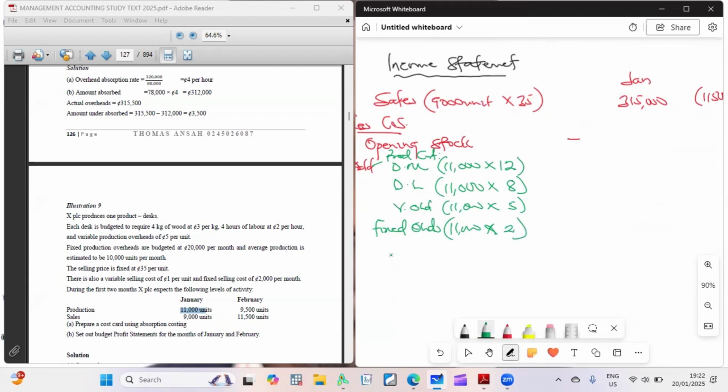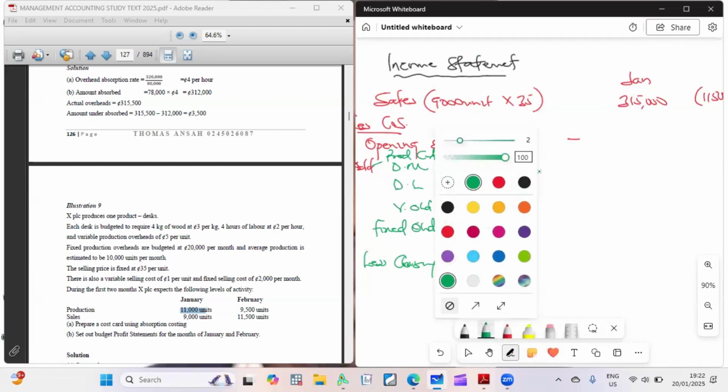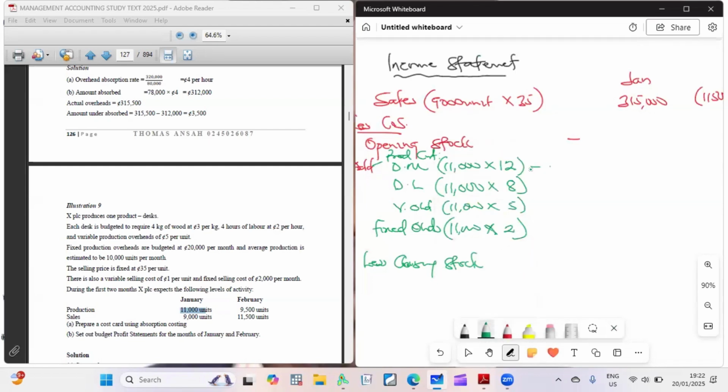Okay. So that is that. And we will say less closing stock. And how did we say we find closing stock? It is the opening stock plus production minus sales units. Don't forget, we showed all those things there. Now, if you do this side, let's get the figures before we come to the closing stock.